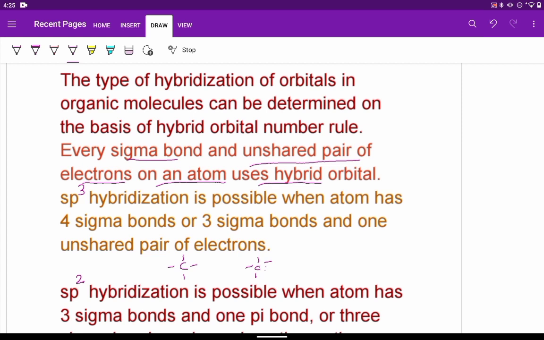Now see, sp3 hybridization is possible when an atom has either 4 sigma bonds, as you see in this diagram where carbon has 4 sigma bonds, or 3 sigma bonds and one unshared pair of electrons. You see there are 2 dots I kept here, which I have drawn on the carbon. These are 3 sigma bonds and one unshared pair of electrons. This represents sp3 hybridization.